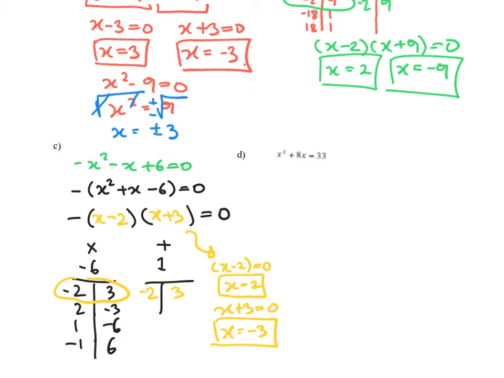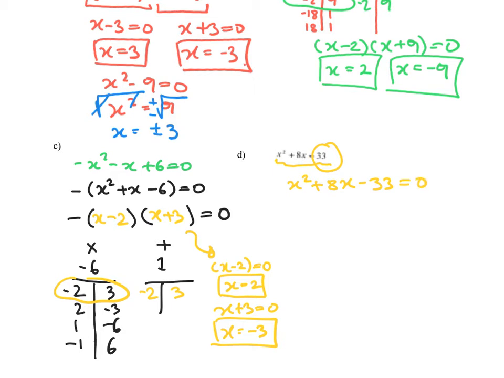Now part D. For part D, we can see that the number 33 is on the other side. What we're going to do first is move all terms to one side, and 33 moved to the other side becomes negative 33 equal to 0.